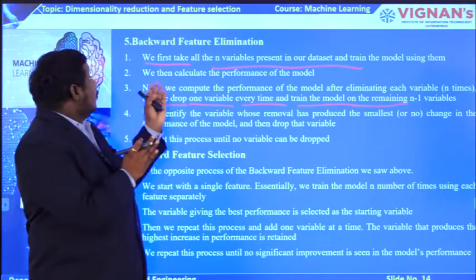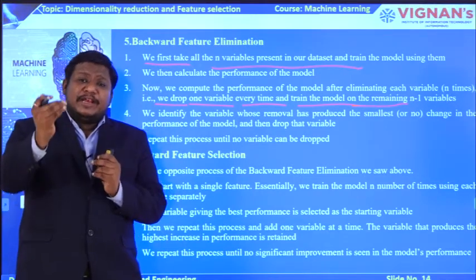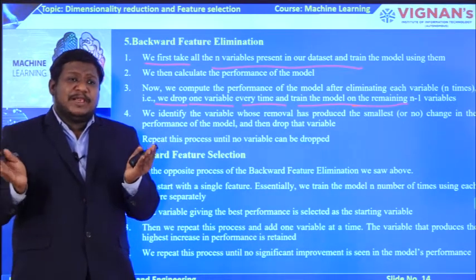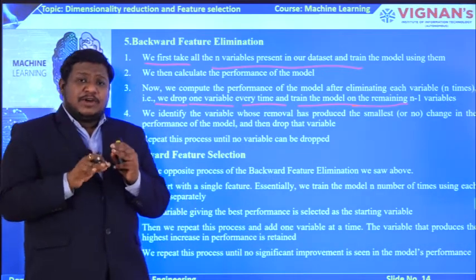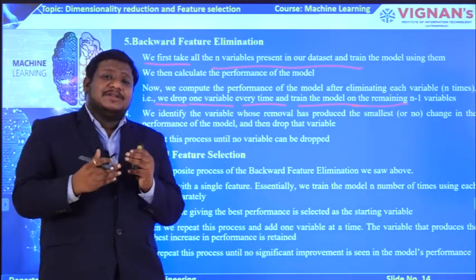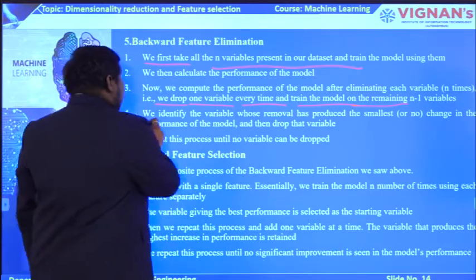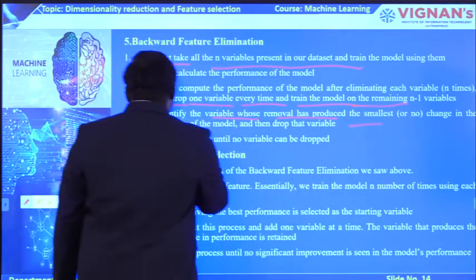So, now we are going to use backward feature elimination. How? Every time we reduce one element from the entire number of elements. So what about the number of elements now? We are removing one element, which means we have n minus 1 elements in the data set. Now we calculate the accuracy or the performance of the model with the n minus 1 elements.